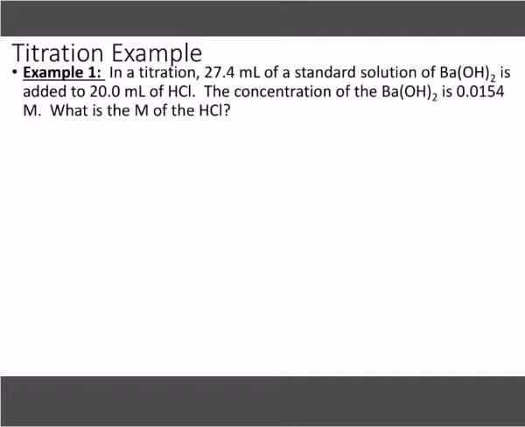So here we go. It says, in a titration, 27.4 mL of a standard solution of barium hydroxide is added to 20 mL of hydrochloric acid. The concentration of the barium hydroxide is 0.0154 molar. What is the molarity of the HCl? Lots of information. Can we just randomly write things down here? No, right? Because numbers aren't the only important thing. It's what they refer to that's even more important than just the numbers. So start looking at the numbers, guys.